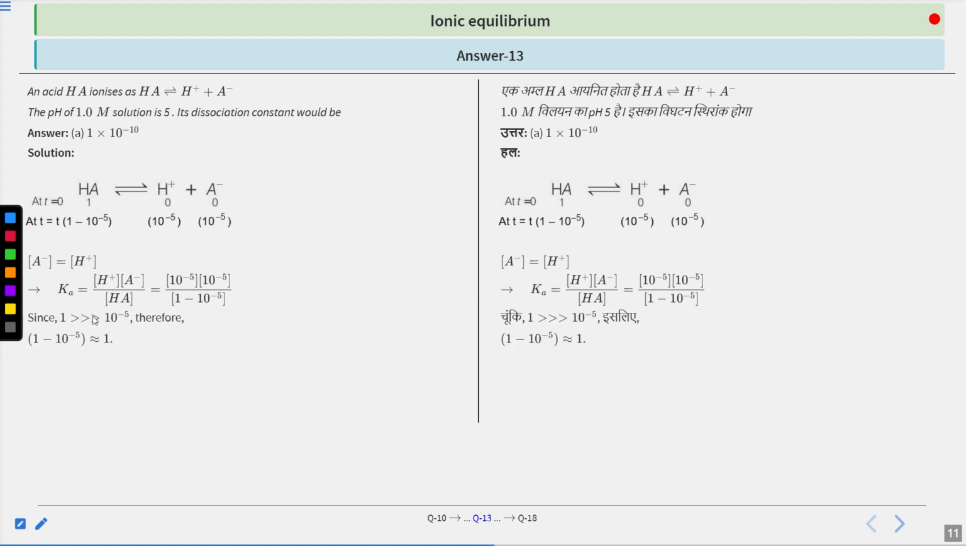Now you know very well that this 10 to the power minus 5 is much smaller than this 1, so we can approximate this whole value to 1. If you take this as 1, then our final K value will be 10 to the power minus 5 into 10 to the power minus 5, which can be written as 1 into 10 to the power minus 10. So this is your acid dissociation constant, or you will simply say dissociation constant.